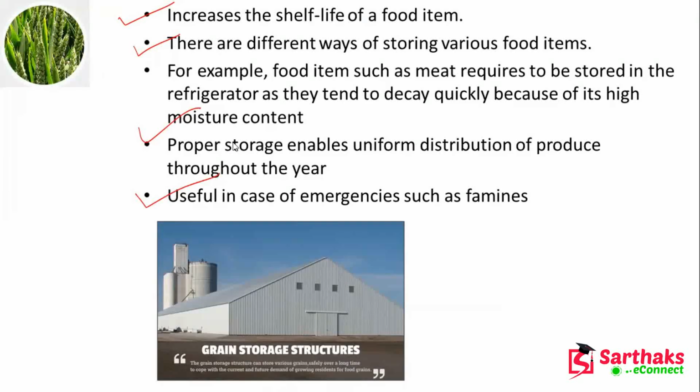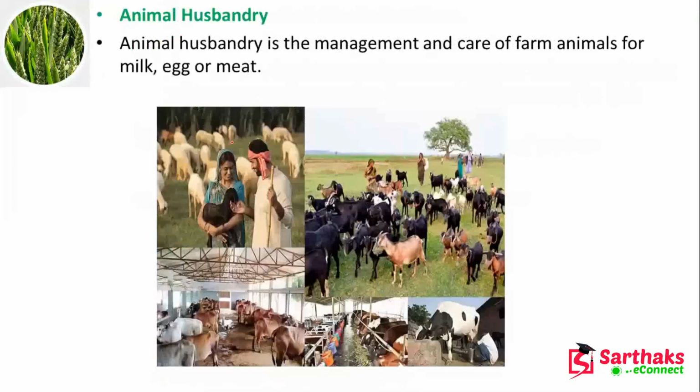Also, now we have the floods in case of our Assam. So at that time we have to distribute those. We have to meet the scarcity.